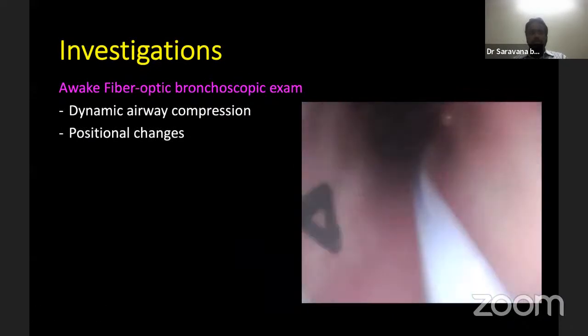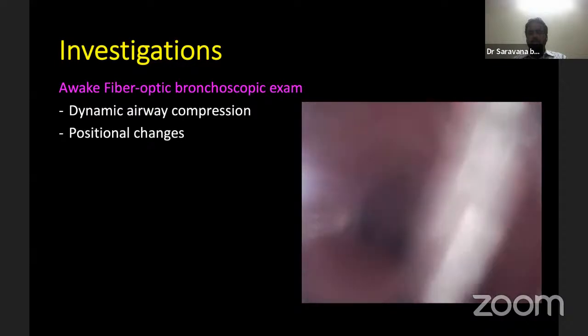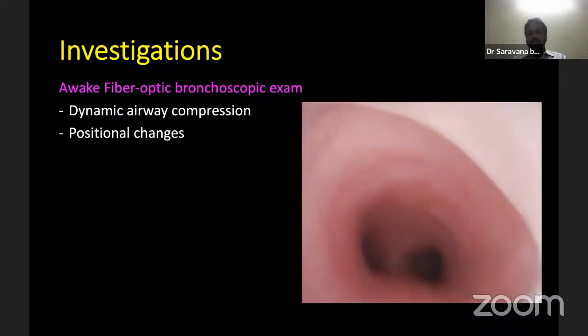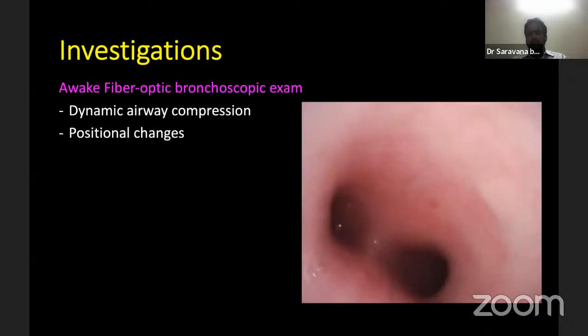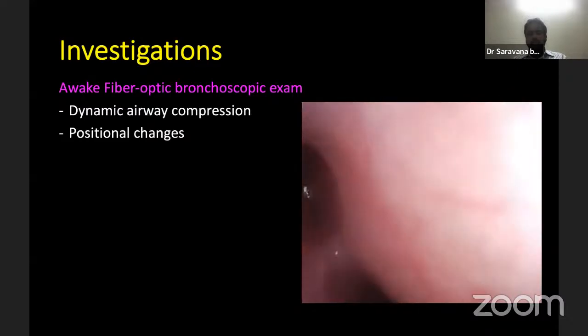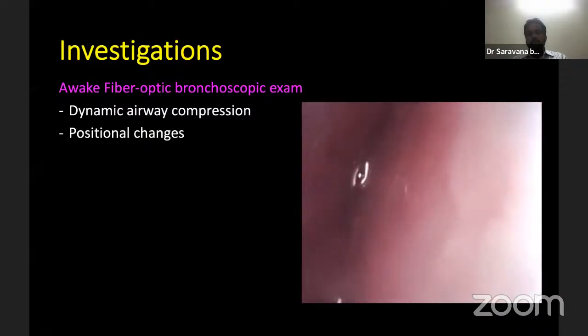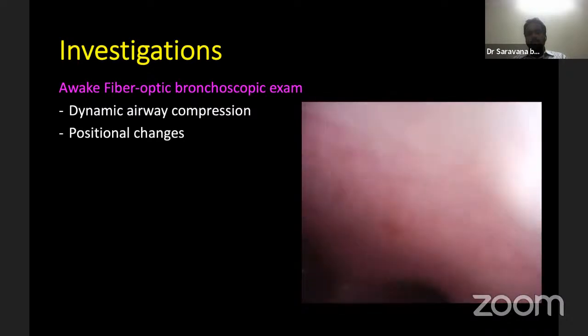So another investigation of choice is the fiber optic bronchoscopic examination to see the dynamic airway compression, and also we can see it with positional change. This is one of the FOBs in a child presenting with a severe left mainstem bronchus compression due to a vascular mass, like a dilated pulmonary artery, which is compressing the left-sided bronchus. You can see that this is a visual and it's very much dynamic.